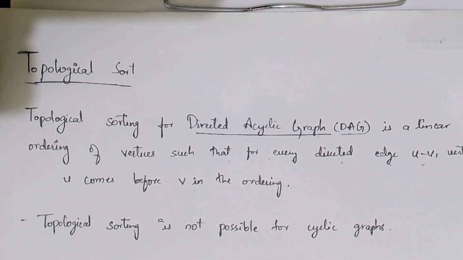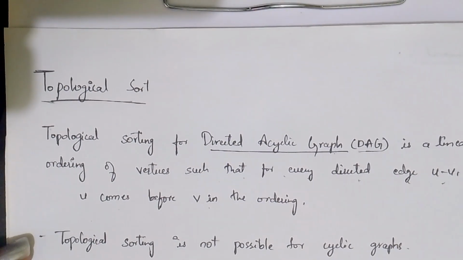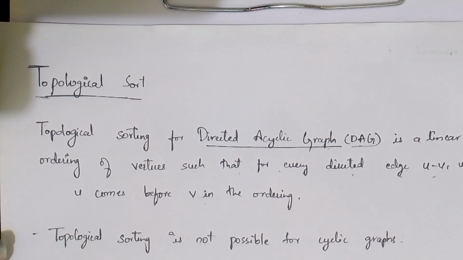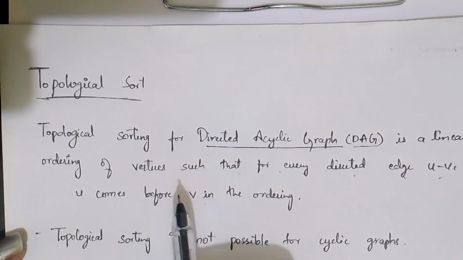Today in this video we are going to look into topological sorting. This topological sorting can only be applied to directed graphs, which means graphs which have a direction towards the nodes. These directed graphs give an ordering of vertices after sorting.